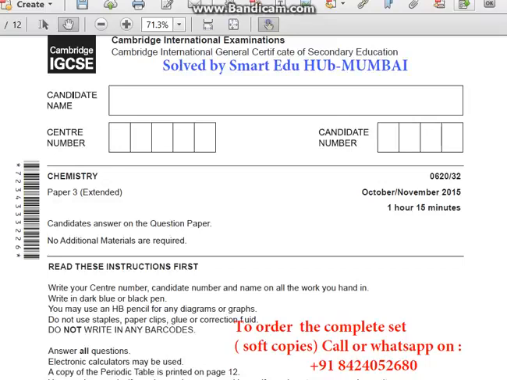So now let's have a look at what you can expect in your set of solved past papers for IGCSE Chemistry Extended Theory.